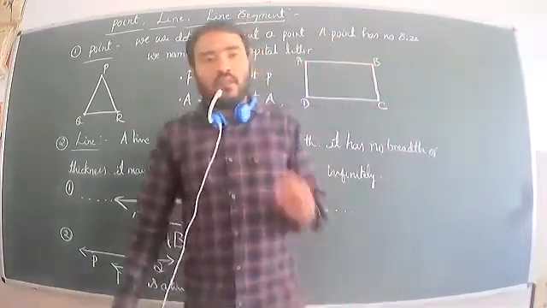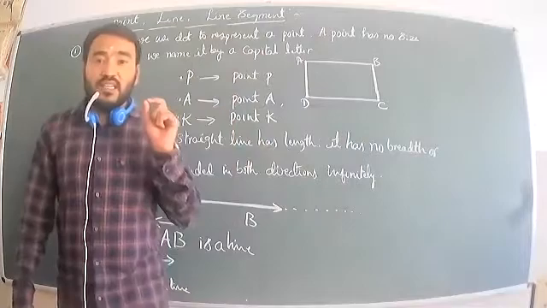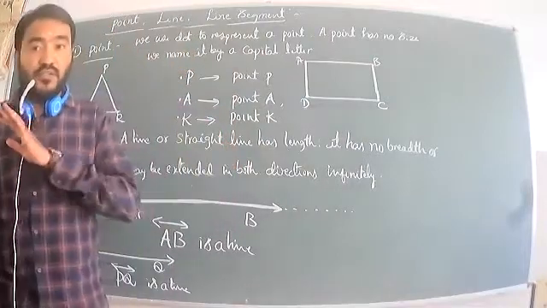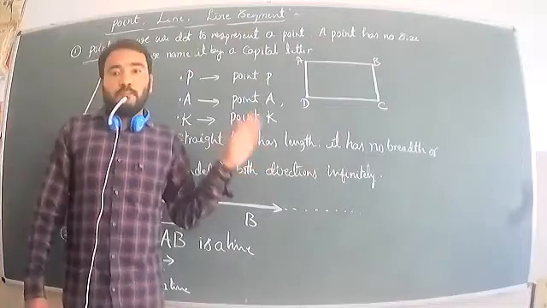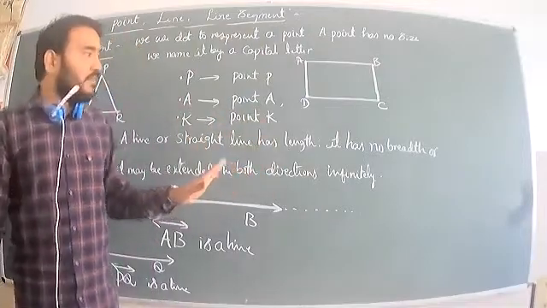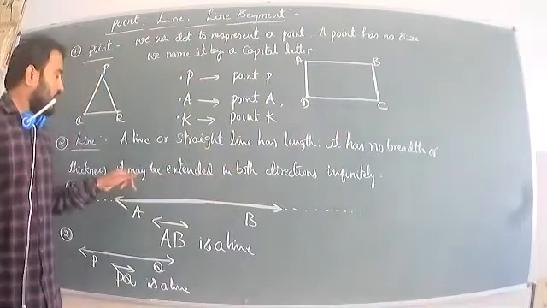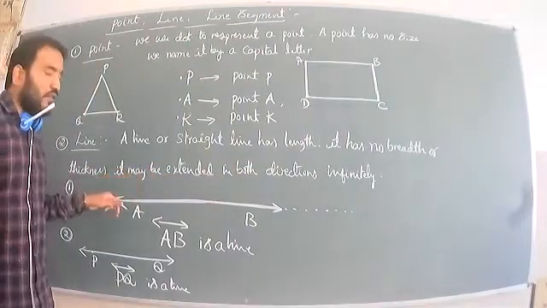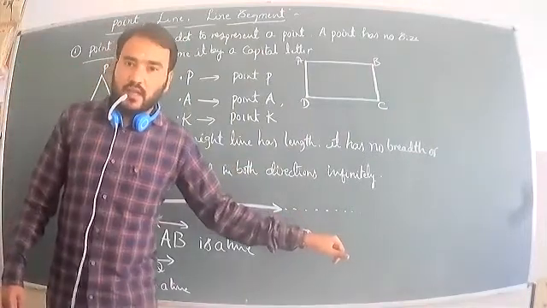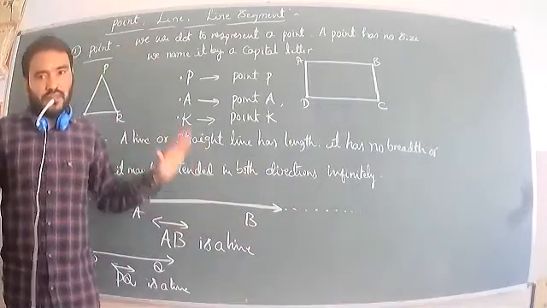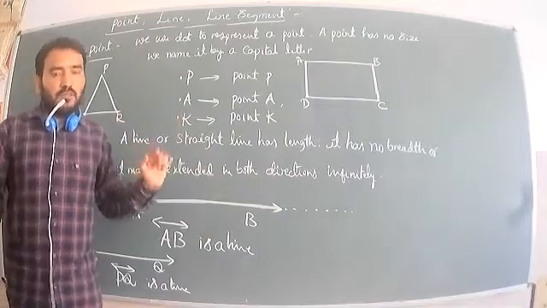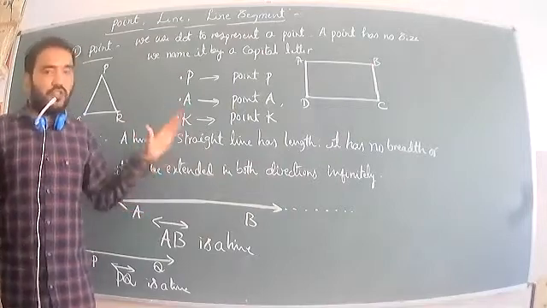A line is a straight line. It has only length, but not a fixed length. It has no breadth and thickness. So it may be extended on both sides, that is, a line can be. But a line segment cannot be extended. That is the difference between a line segment and a line. So this is called a line.